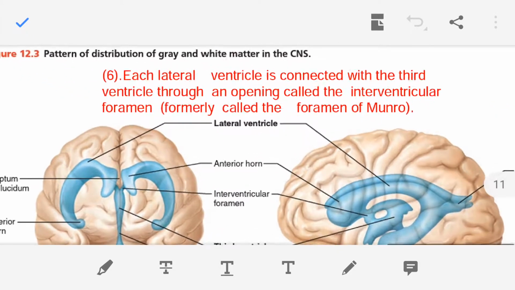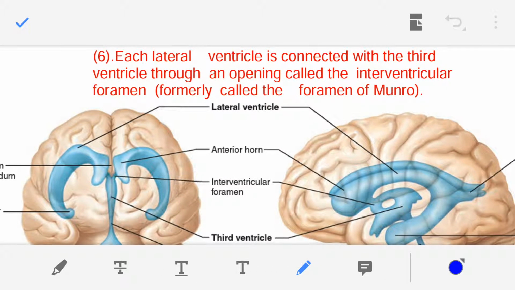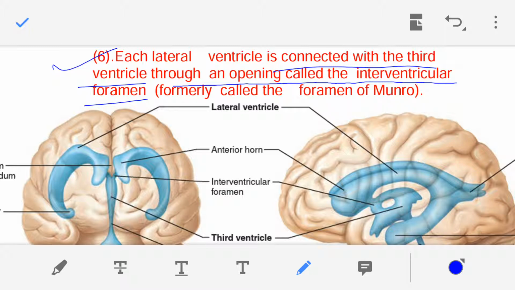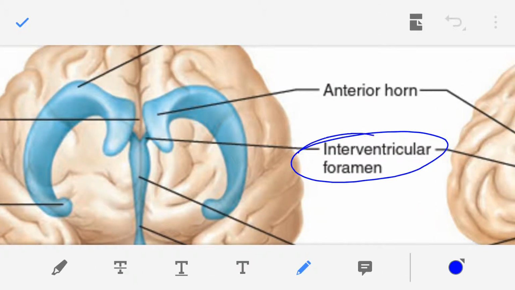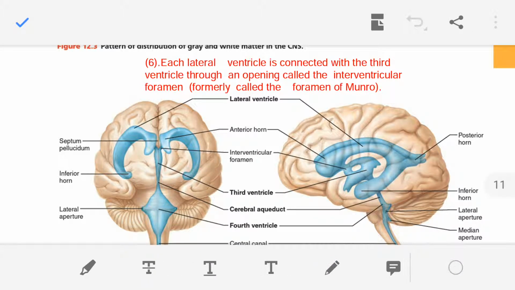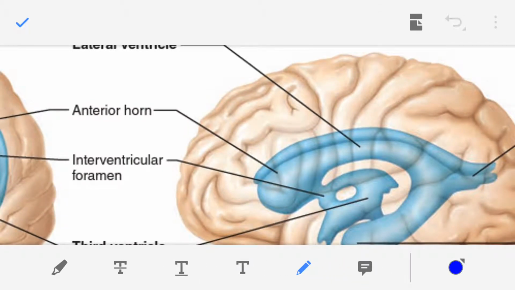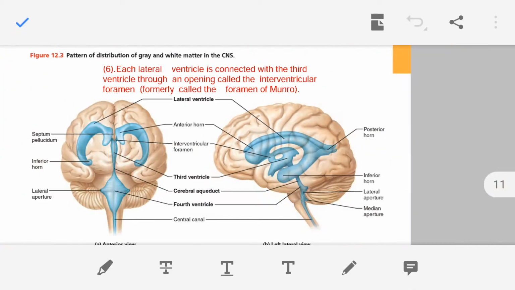Now the sixth point. Each lateral ventricle is connected with the third ventricle through an opening called the interventricular foramen. So this one is the lateral ventricle, this one is the lateral ventricle. Both lateral ventricles connect with the third ventricle by the interventricular foramen. Here also in this figure, this is the lateral ventricle, this one is the lateral ventricle, and this part is the interventricular foramen.